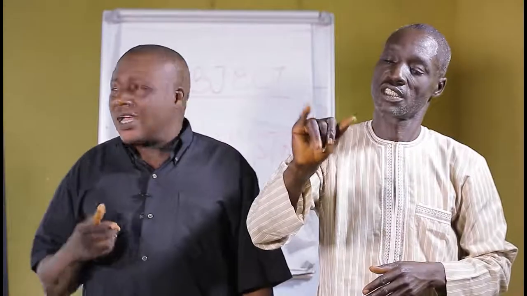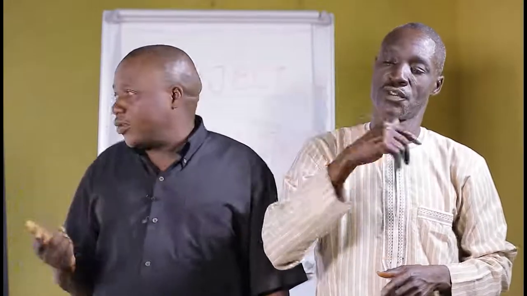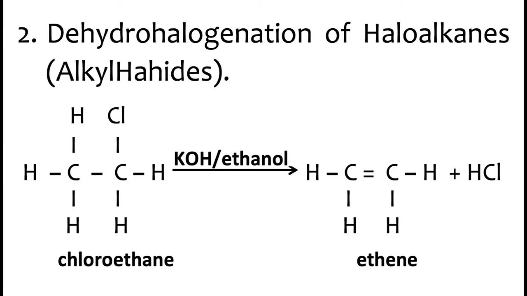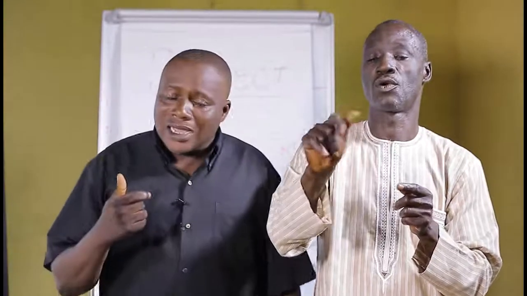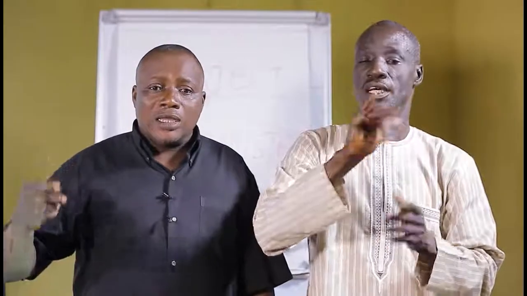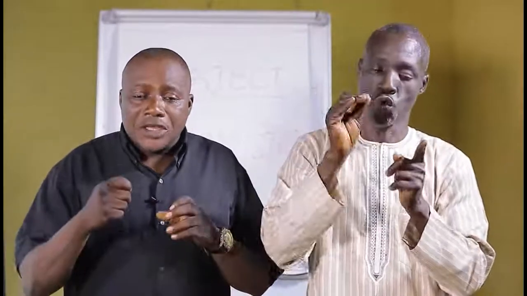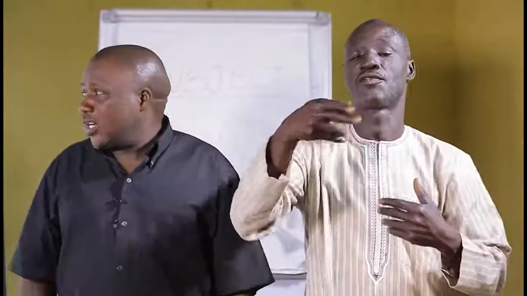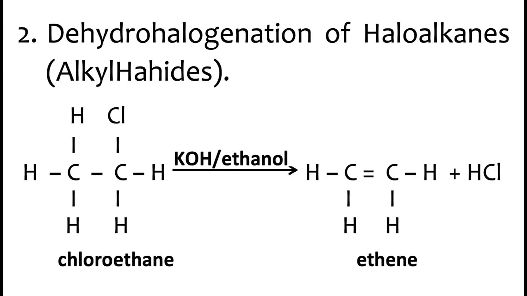We can also prepare our alkene using another method, which is dehydrohalogenation of haloalkanes. When we talk about haloalkanes, we are talking about alkyl halides, compounds of alkanes substituted with halogens. To do that, you can react chloroethane with potassium hydroxide in ethanol. A reaction takes place to give us ethene, and hydrogen chloride gas is evolved.